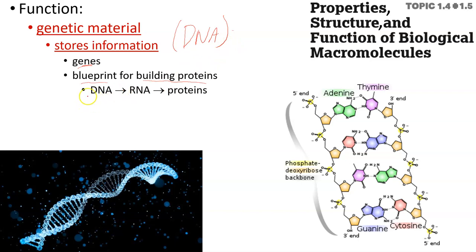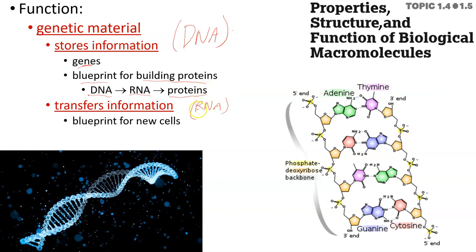And this is kind of the general process, which we will talk about in much more depth than we will right now. But DNA, right, gets transcribed into RNA, which gets translated into proteins. Also, the transfer of information, that's where that RNA comes in, right? RNA transfers information to other parts of the cells.